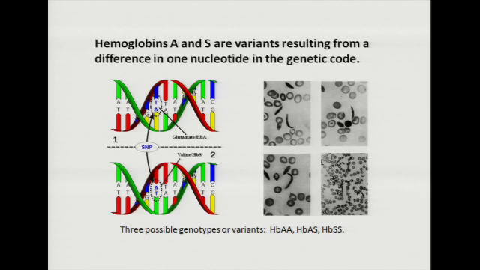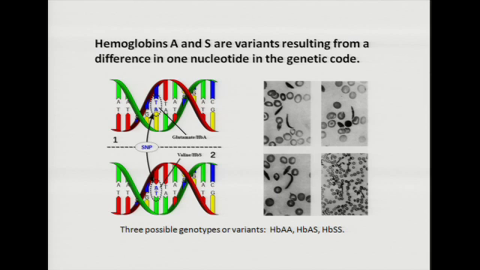You could have 2 copies of normal hemoglobin, and I'll abbreviate that hemoglobin AA. You could have 2 copies of hemoglobin S, the variant for sickle cell anemia, and you would have sickle cell anemia. Or you could have one of each, and you have sickle cell trait.